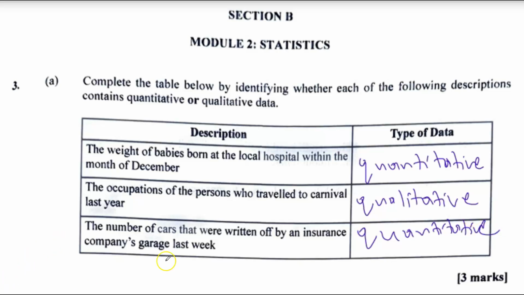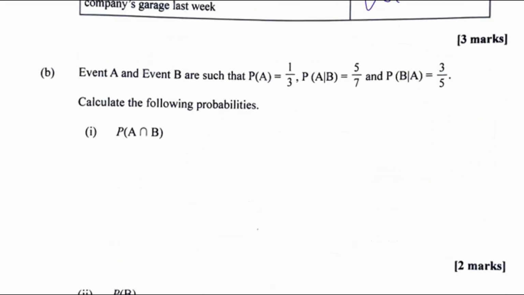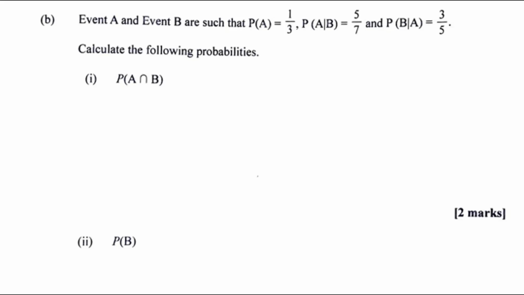Let's move on to part 3, part B. Event A and event B are such that the probability of A is 1/3, the probability of A given B is 5/7, the probability of B given A is 3/5. Calculate the following probabilities.